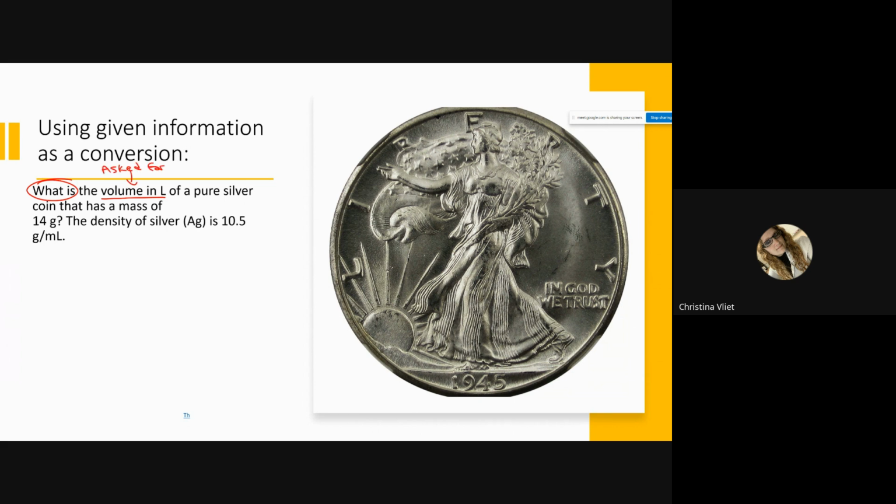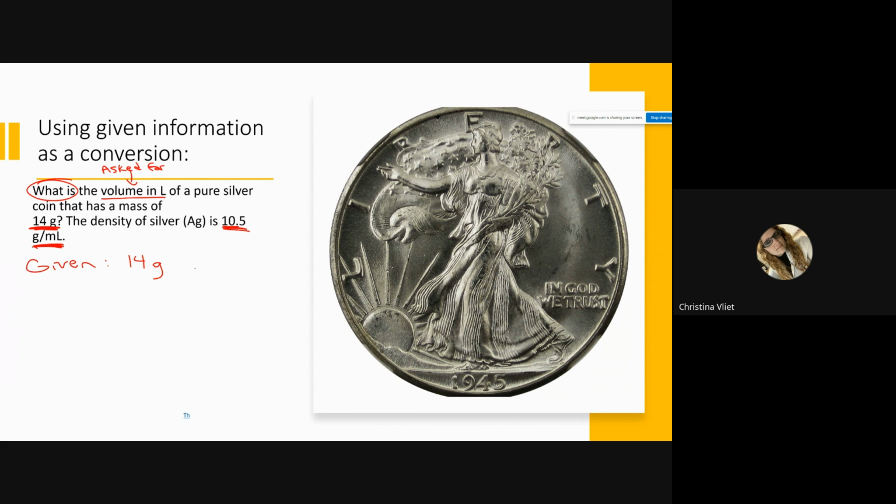But you should annotate the question. What am I being asked for? What am I being given? That was one of the reasons that I printed out the notes for you so that you could annotate the questions instead of spending time just writing them down. We're looking for the volume in liters of a pure silver coin that has a mass of 14 grams. You should underline any relevant numbers. 14 grams is a given. They also tell you the density of silver, which is a given. So we're given 14 grams. What else are we given?